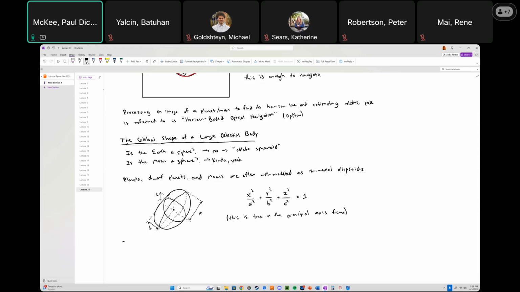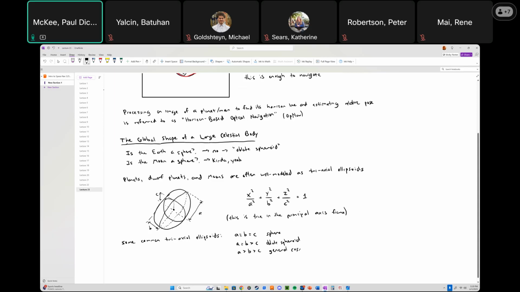So some common triaxial ellipsoids. If A and B and C are the same, that is a sphere. If A and B are the same and then C is smaller, this is an oblate spheroid like the Earth. Right. And then if A is the largest and then B and then C, this is the general case.